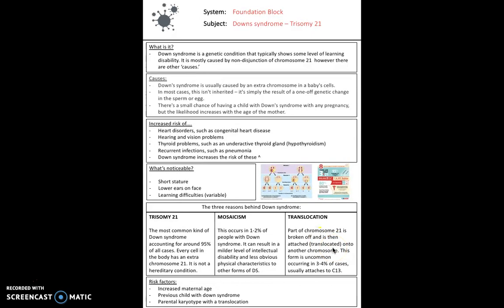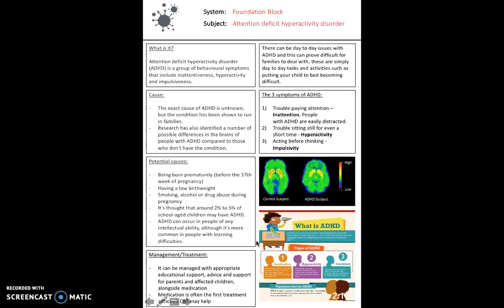translocated. Translocated just means a part of a chromosome is broken off and attached elsewhere. So part of chromosome 21 is broken off and attached onto a different chromosome. This form of Down syndrome is uncommon, occurs in around 3 to 4% of cases, and it usually attaches to chromosome 13. Like I say, it's the only one with a bit of hereditary background to it, and it'd be good to look into all of these more in your own free time.